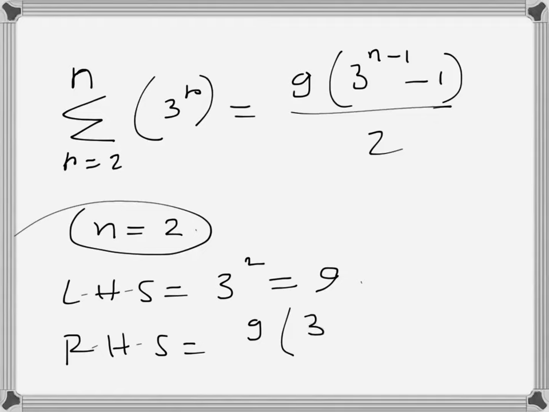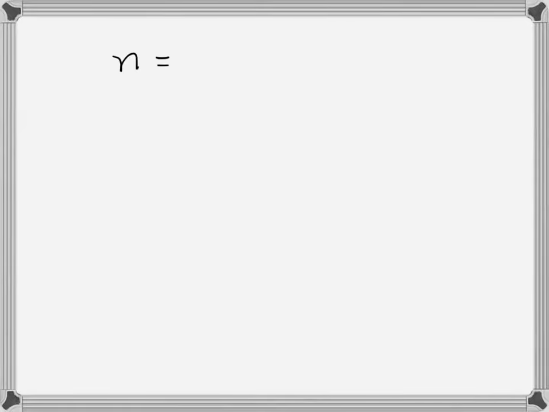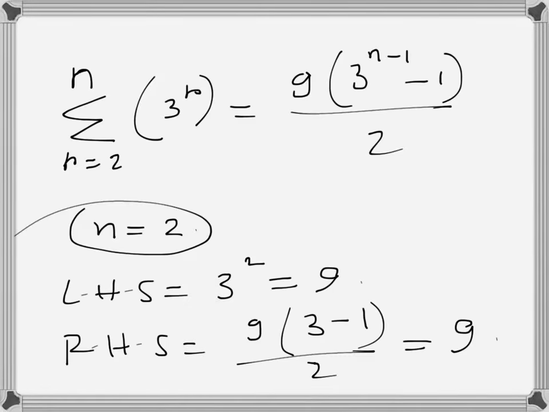3 to the power 2 minus 1 is just 3 minus 1, over 2. So 3 minus 1 is 2, so it becomes 9. So the left hand side is equal to the right hand side for n equal to 2, the first number. Then we can assume that when n is equal to k, the left hand side is equal to the right hand side. That's what we will assume to go forward.